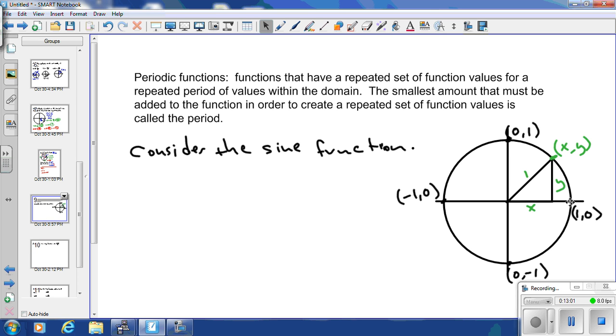The period, back to this one more time, the period refers to how far do we have to go before we get the same pattern repeating over again. Well, the period is 2 pi for this function of sine and cosine, because I have to go around the circle once, and then I'll notice that the values just repeat themselves.